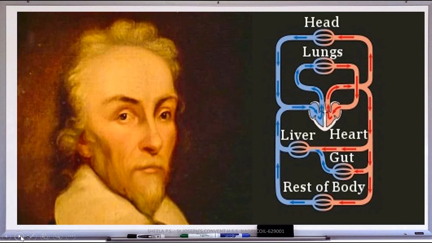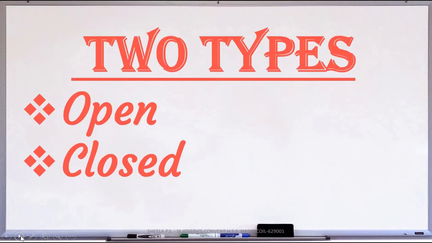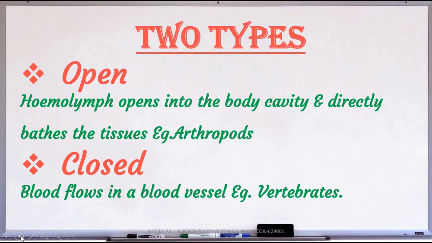William Harvey, an English physician, discovered the cardiovascular or circulatory system in animals. Blood flows through blood vessels. The blood circulation in animals is of two types, open and closed. In open circulation, the hemolymph, the fluid flowing in the circulatory system, directly bathes the organs and tissues. It is in direct contact with the tissues.